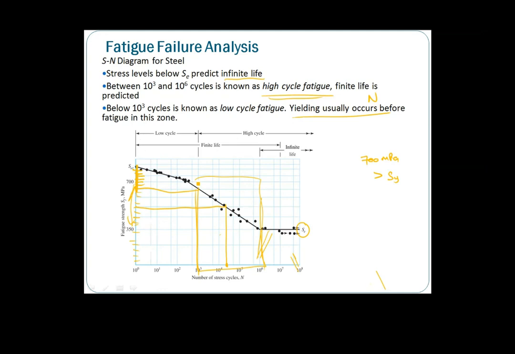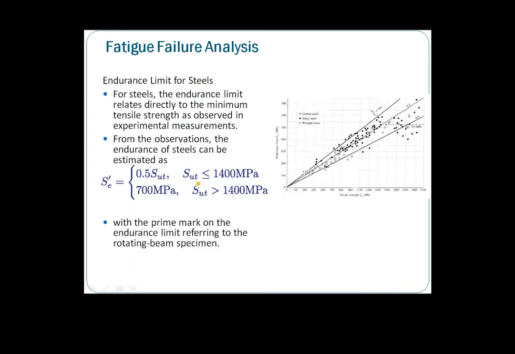So for steel, if you want to know whether it will fail or not fail in terms of fatigue, first we have to know the endurance limit, right? For steel particularly, how do we determine our endurance limit? For steel itself, the endurance limit is determined by its ultimate strength. So if your ultimate strength is less than 1,400 megapascal, then you can multiply by 0.5. Half of your ultimate strength is your endurance limit.